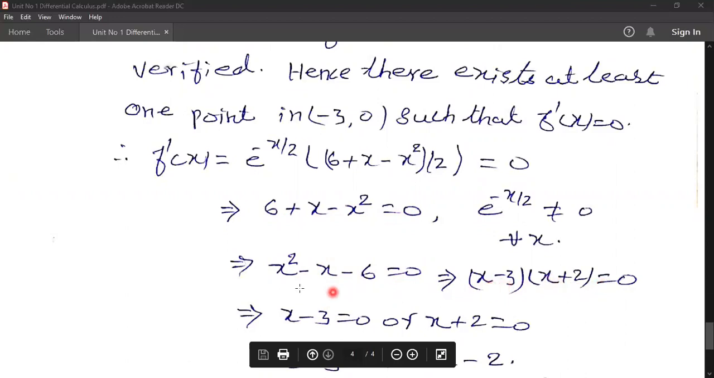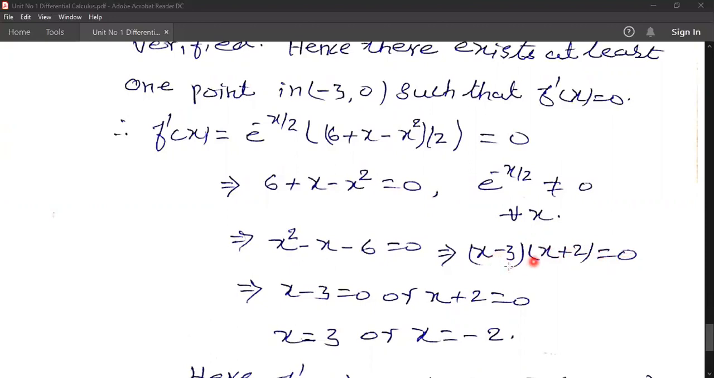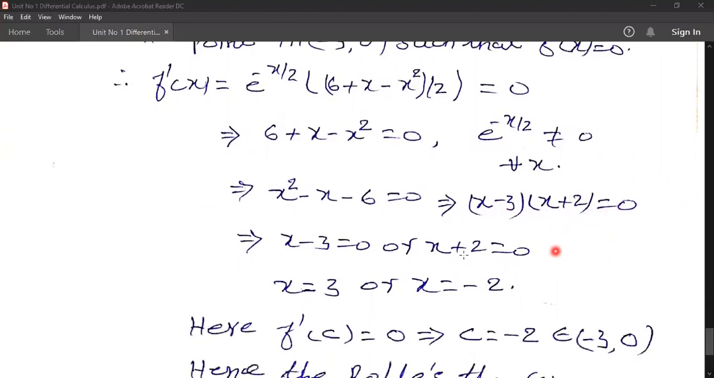This is x into x, which is x squared. Then minus 3x plus 2x is minus x, and minus 3 into plus 2 is minus 6, and this is equal to 0, implying that the product is equal to 0. So x minus 3 equal to 0 or x plus 2 equal to 0. So x is equal to 3 or x is equal to minus 2.